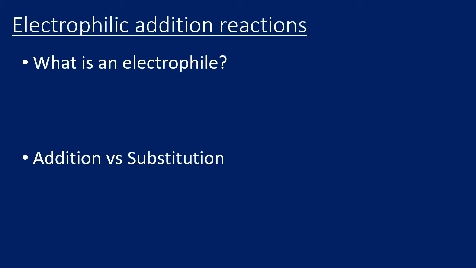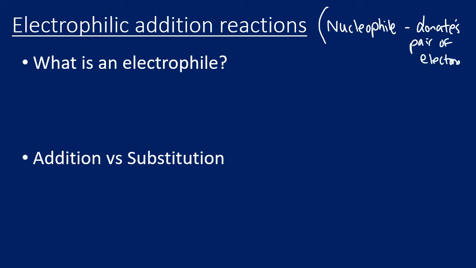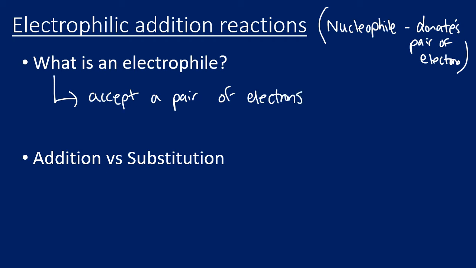Let's start off with some language then. We've seen in the previous topic on haloalkanes, we've used the term nucleophile. And if we're asked to define what a nucleophile is, we can call it an electron pair donor. So it donates a pair of electrons. Now the good news is, electrophile is quite literally the opposite. So what is an electrophile? It will accept a pair of electrons. There we go. So if we're asked for a definition, it accepts a pair of electrons.